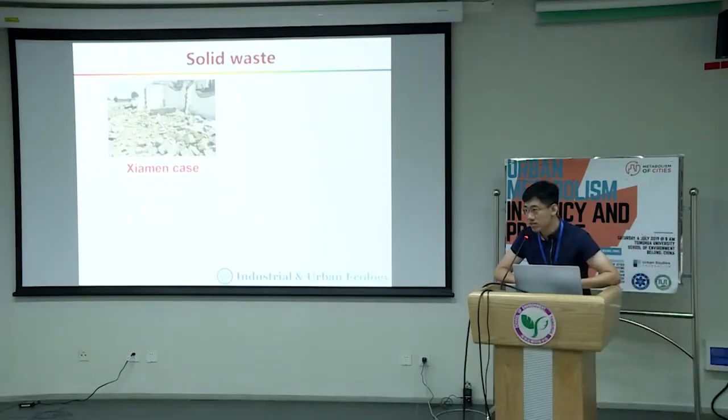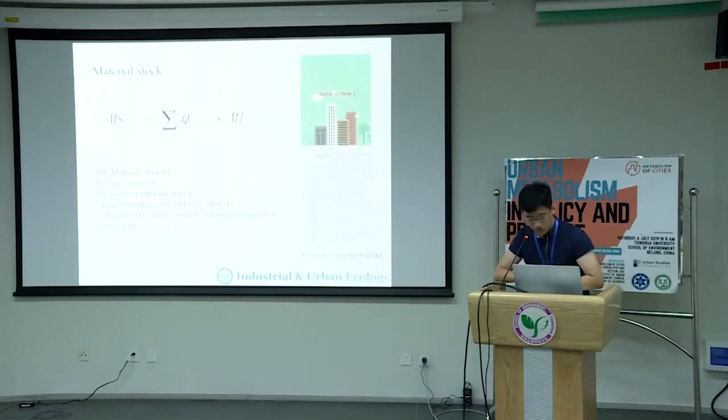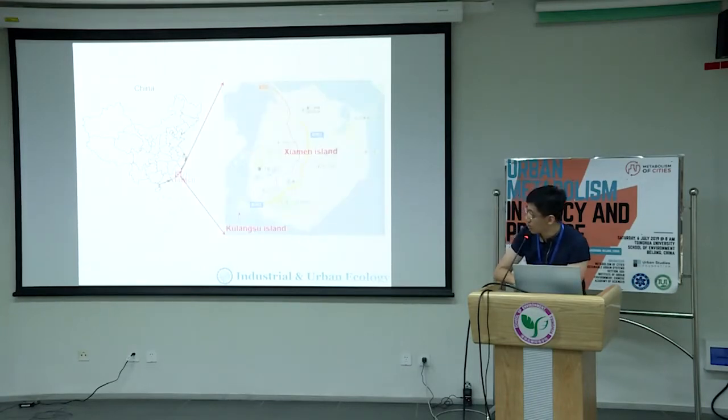So based on this, in the first case, the Xiamen case, we try to understand the construction and material stock in buildings. Based on the material stock analysis, it's normally like this: the material stock equals the total area of each building times the material intensity for that building. Then we did that in the Xiamen case. It's located in the southeast part of China, and across the sea is Taiwan Island. For the downtown part of Xiamen, we have two islands. The bigger one is called Xiamen Island, and the smaller one is called Gulangyu Island.